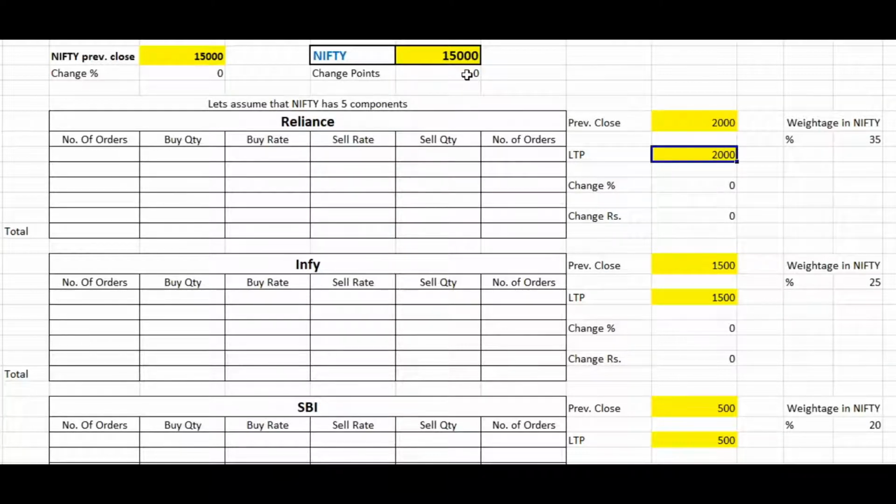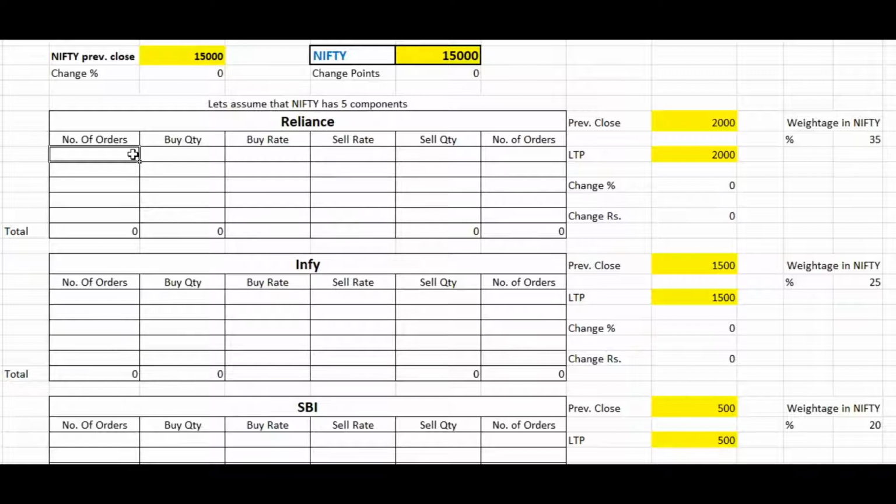Right, now this particular column is what we call the market depth. These are available in the broking app you are using. When you click on the depth of a particular stock, you will see the best buyer rate and sell rate, the buyer quantity, sell quantity, and the number of orders and total quantity for each stock. So this is the column I have given for it. Now we will input some values and see how Nifty changes according to the weightage of the stocks. Okay, now we will add values to Reliance first.